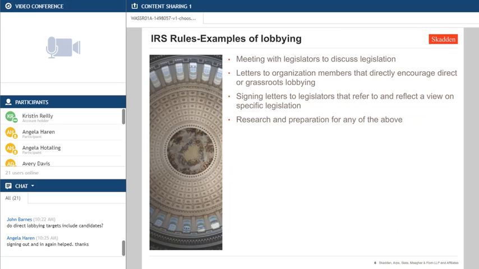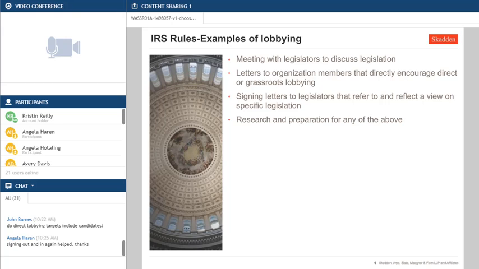Hey, Patty, okay. A question that came through, so I just wanted to pause for a moment. John Barnes asked, do direct lobbying targets include candidates? I think they do not. I would have to check that. That's one of those technical rules, but I think in general it's got to be somebody who's in the government when you're actually talking to them. It can't be somebody who's just running for office.